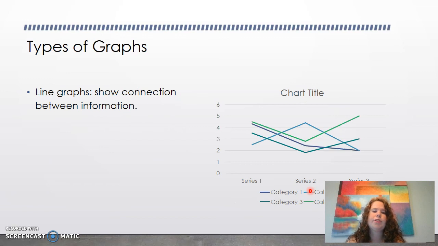Line graphs show connections between information. So it shows typically between age ranges or months or years, what fluctuates, what changes.